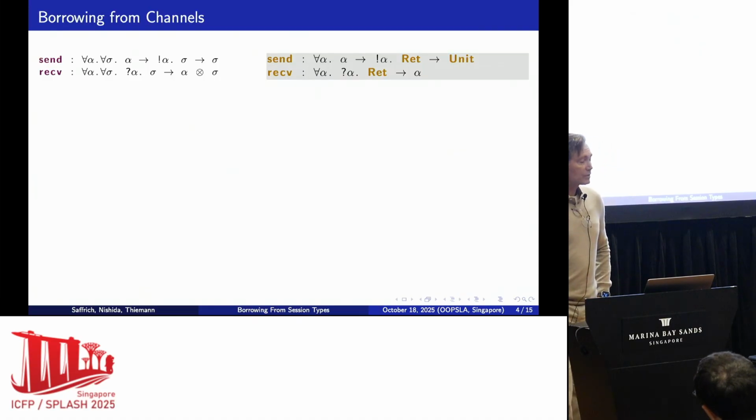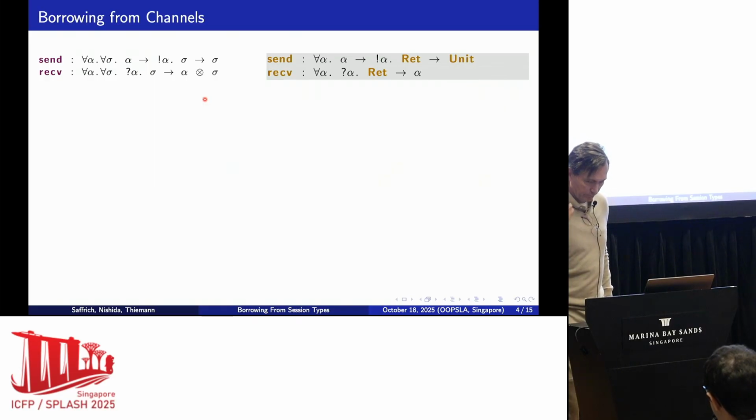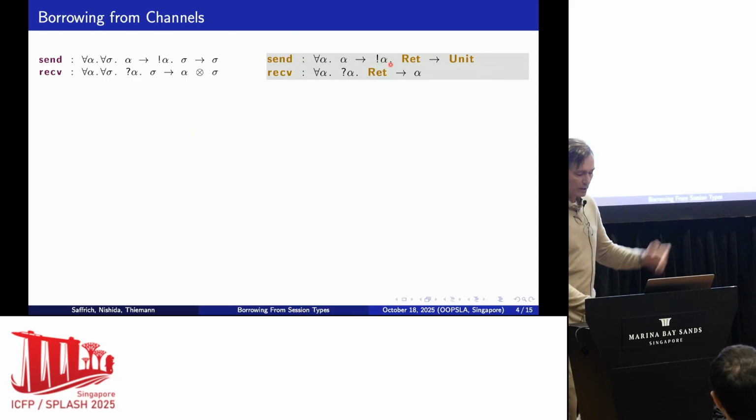So what are we going to do instead? We are proposing to replace this resource passing API by a borrowing style API. So now the sending instead says, I want to have a single shot channel where I can just send an alpha and then return.